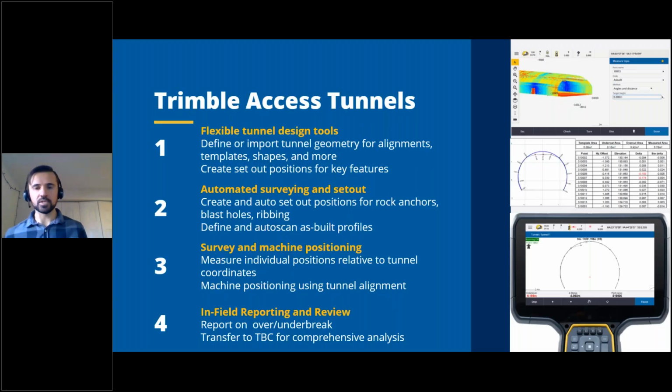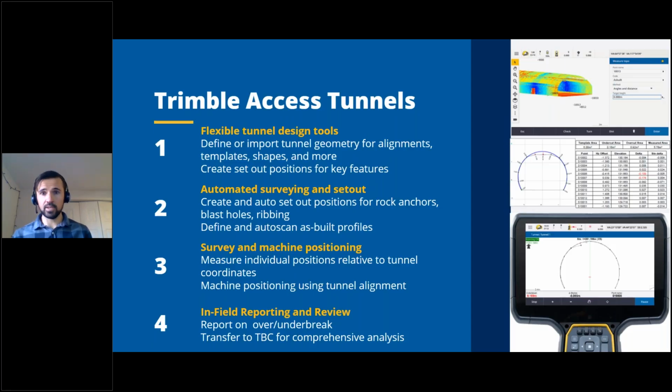Now getting more into the software side of things, the Trimble Access piece. So really 4 categories, and I talked a bit already about these, where we can do all of the geometry, whether it's the alignments, the templates, the shape information in Trimble Access. We can get that from TBC. We can actually key it in Trimble Access too if needed, and we can define any of those key setout positions as well. Now from there, once you have all that design, you do the automated surveying setout.